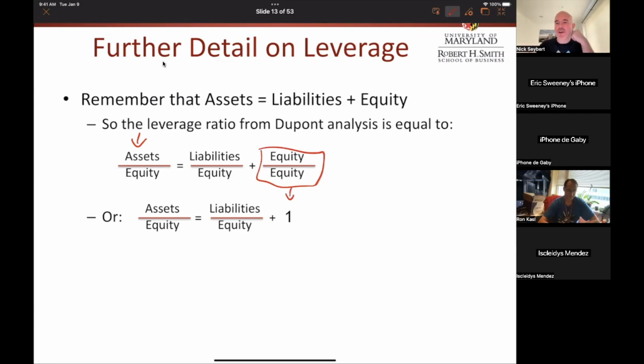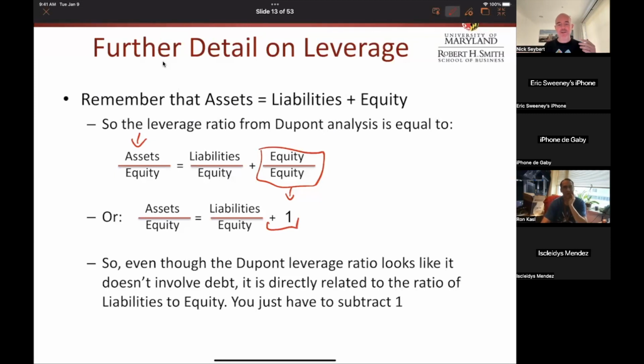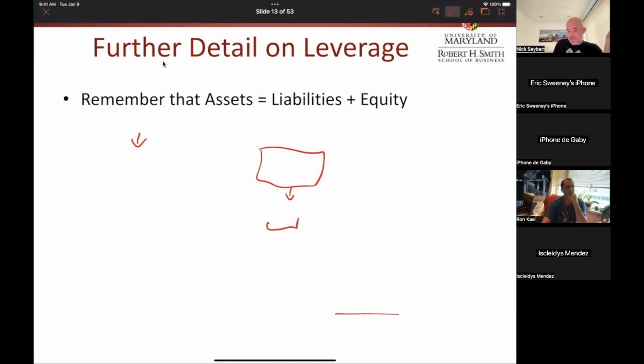So in that leverage ratio in the ROE DuPont analysis, even though you don't see debt or liabilities in there, they're related on a one-to-one basis. If one goes up, the other goes up. It's just that there's this kind of fudge factor of a +1 that you would have to add. So essentially, if you have an assets to equity ratio, you could get to liabilities over equity just by subtracting 1.